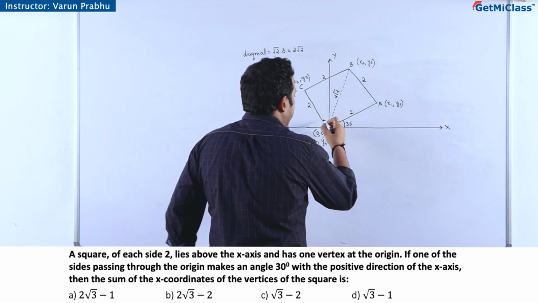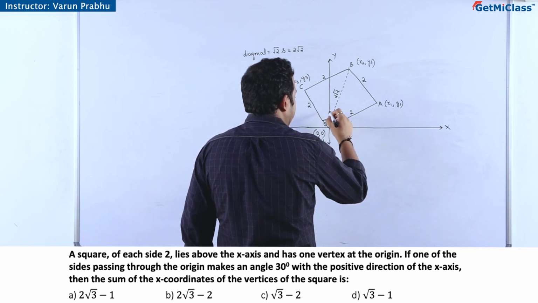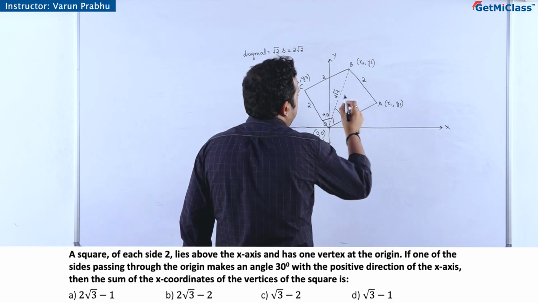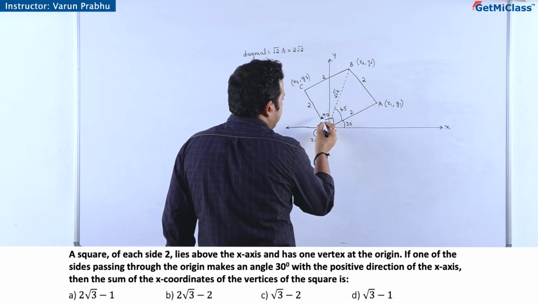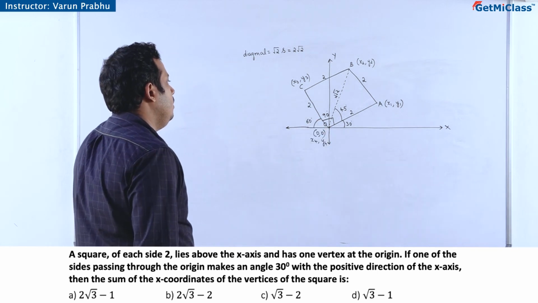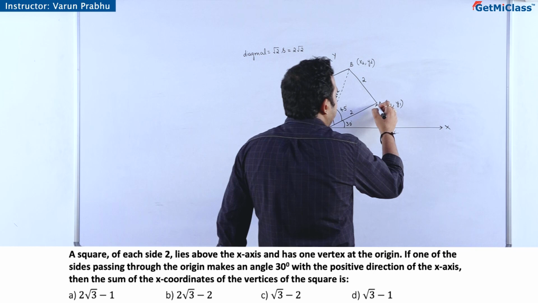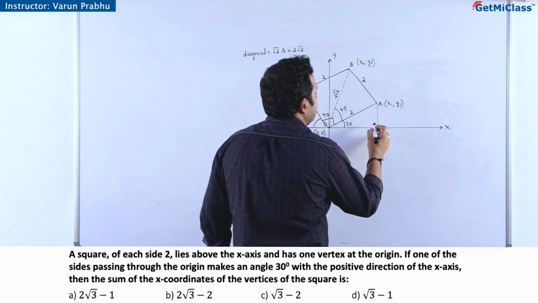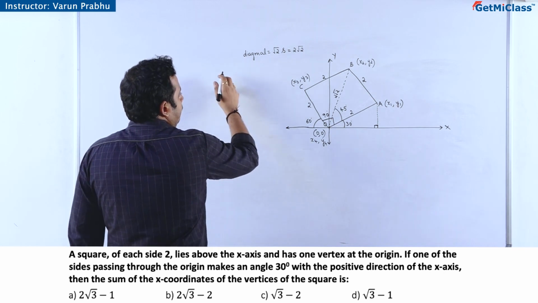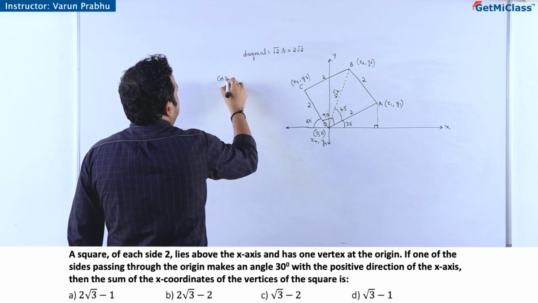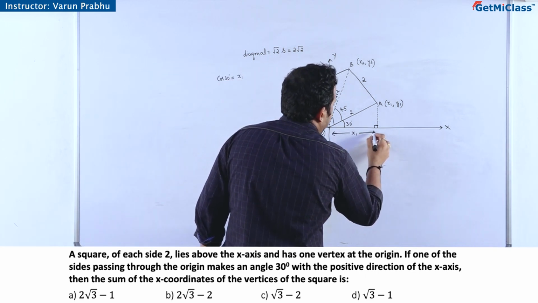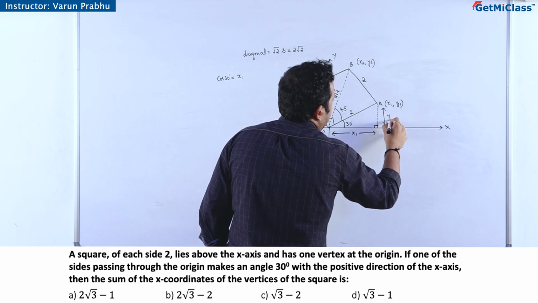We know that the angle between the two sides of a square is 90 degree, and the angle between the diagonal and any one side of the square is 45 degree. So this angle will be equal to how much? 60 degree, correct or not? Now you drop this perpendicular like this, this is 90 degree, this is 90 degree. Cos of 30 degree is nothing but this part x1 divided by the hypotenuse, and this part is y1.